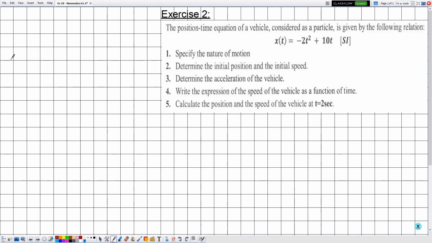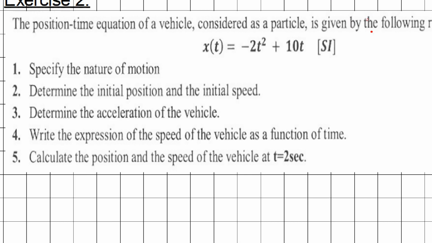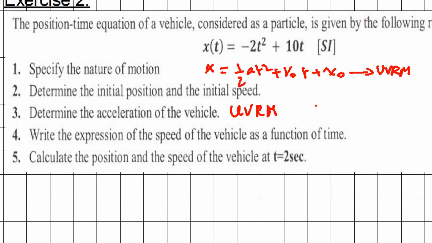Now number 1, specify the nature of motion. And by specify, it means that we need to state with a justification. So given the position time equation, we have the quadratic term, which is t to the power 2. Since the quadratic term appears in this equation, then it is in the form of x is equal to half a t square plus v0 t plus x0. So the type of motion in this case is given by UVRM, and UVRM is either given by UARM or UDRM, and this depends on the sign of the quadratic term.